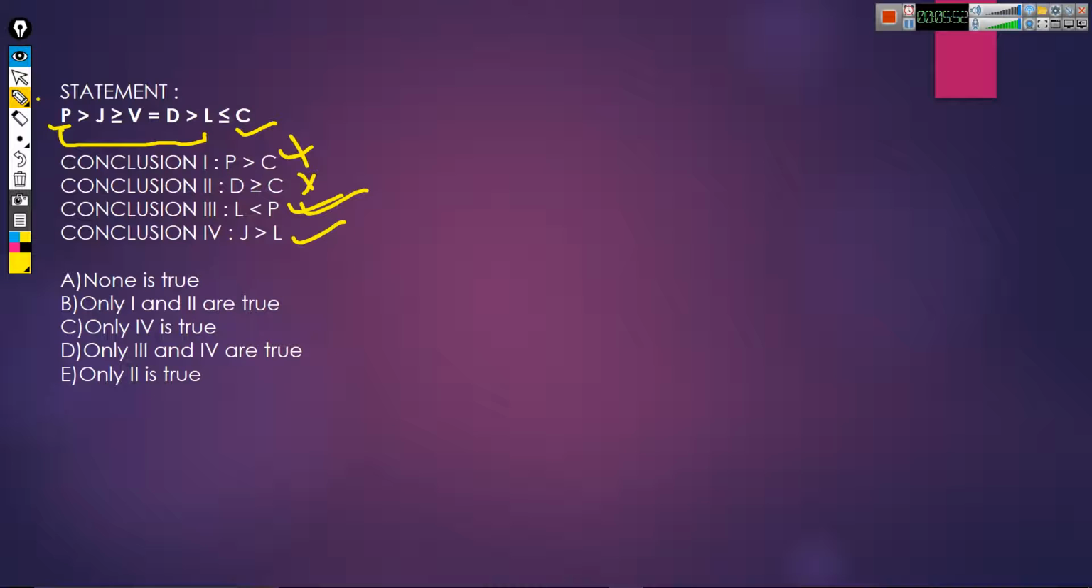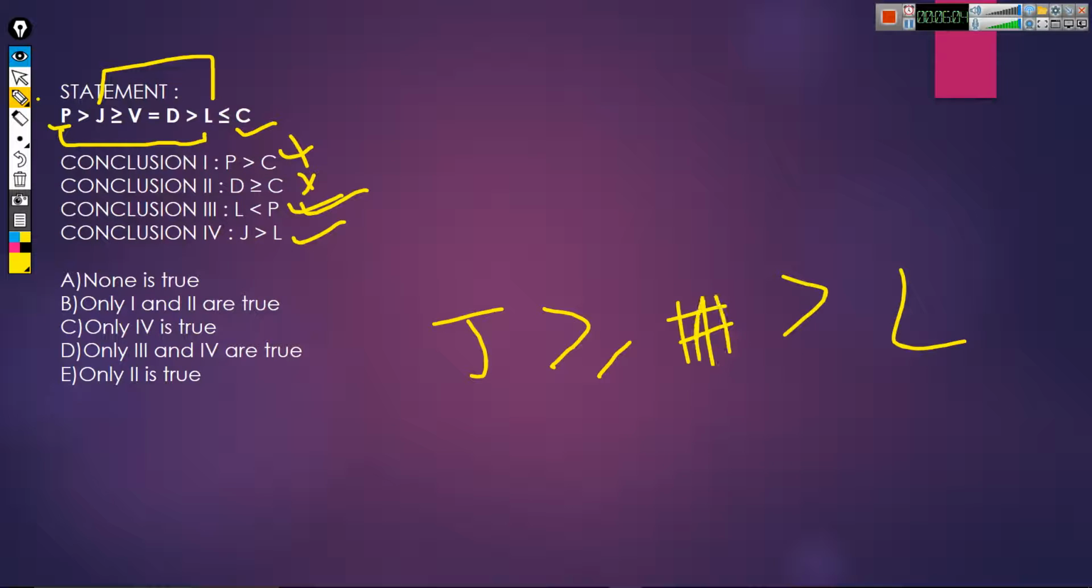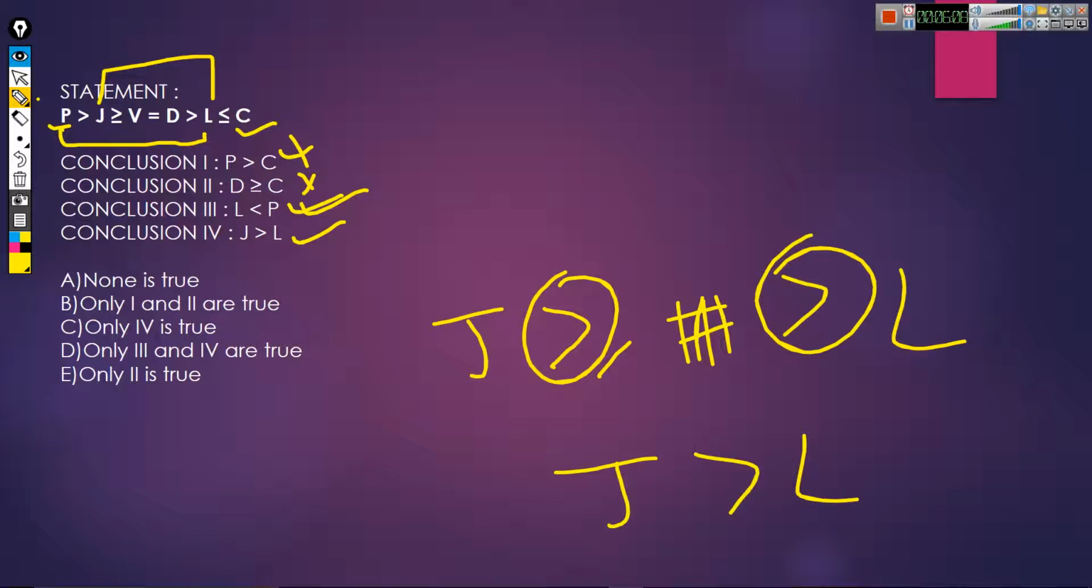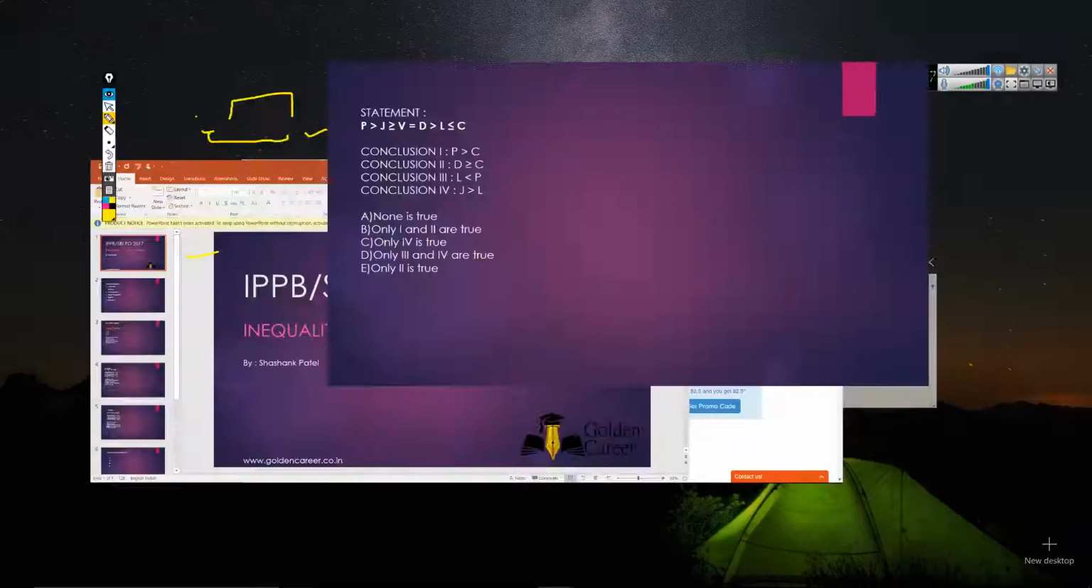Now J is greater than L. We have to go from J to L. Here is J and this is L. Write all signs between J and L: greater than, equals to, and greater than. What is common? We have to ignore is equal to. Greater than is common. J is greater than L. So J is greater than L. This follows. So the answer will be only conclusion 3 and 4 follows. D will be the answer.